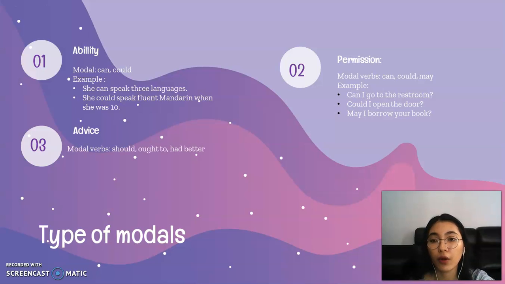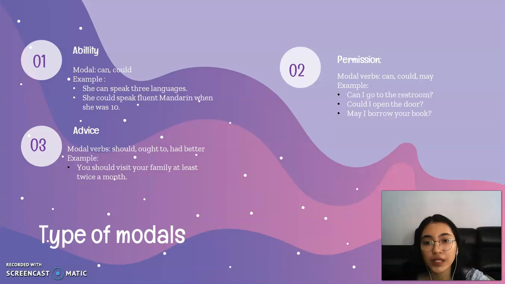The modal verbs are should, ought to, or had better. So they have the same meaning. For example, you should visit your family at least twice a month. And you should try a diet.